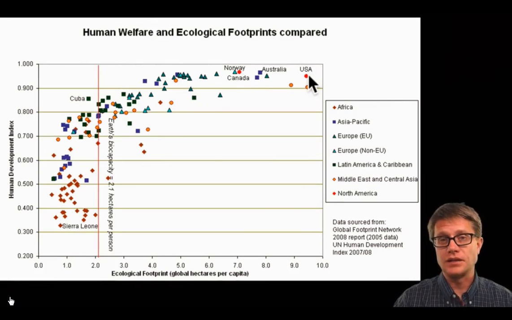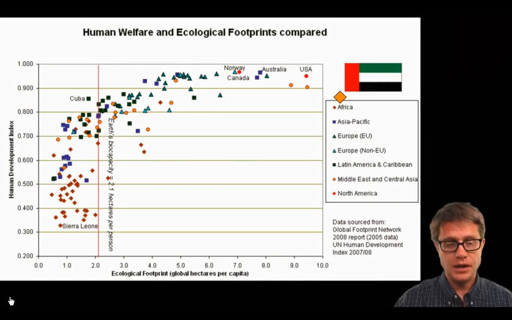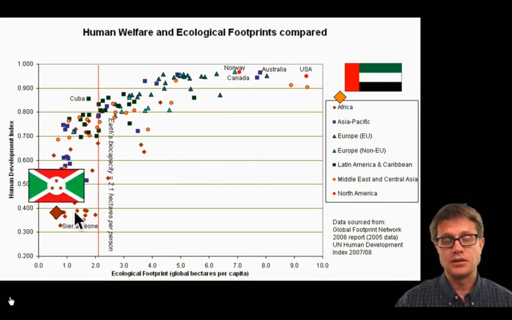And so where do you think the UAE is going to be? It's going to be way out here. So it's going to have a high footprint, and it's going to be highly developed. It has more impact on our planet. It's got a larger economy. If we were to say, where's Burundi going to be? It's going to be way down here. It's a developing nation. And so you can see the general trend is as countries develop, they'll move up, and then they'll move across, and that means they're going to start to have more of an impact on the planet.